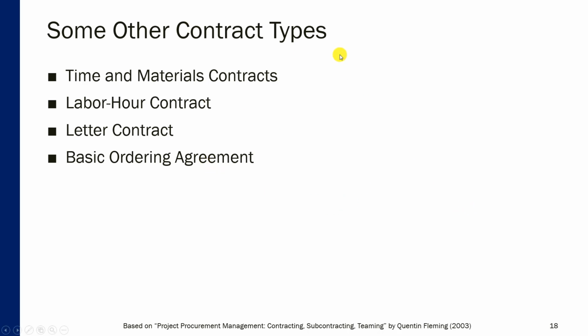So those are some other contractual types that may be related to the two main categories that we discussed in Chapter 6.